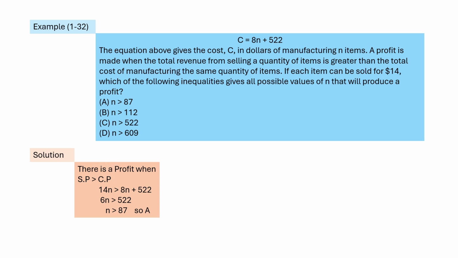The selling price of one item is 14, so consider the number of items to be n. So 14n must be greater than the cost, which is given in the relation 8n plus 522. So solve this inequality: n greater than 87, so you will choose that answer.